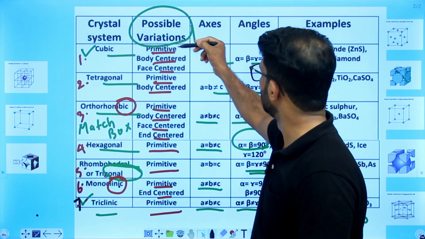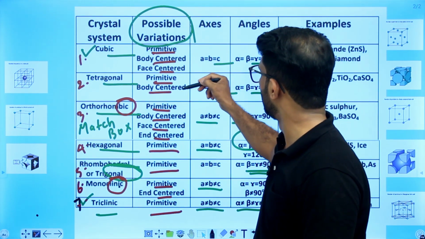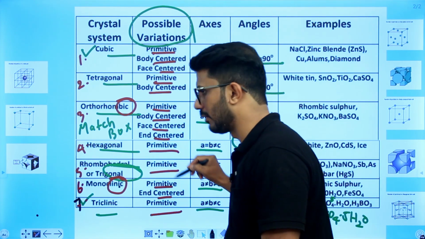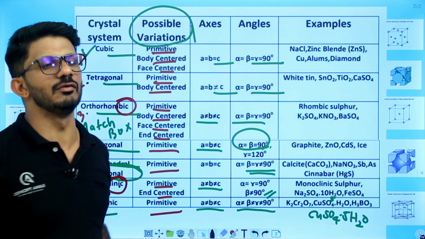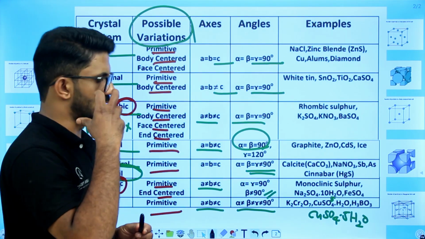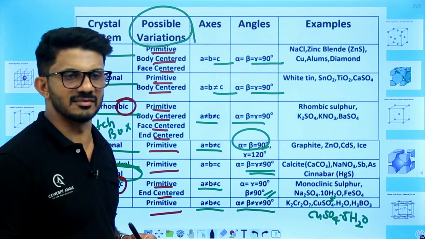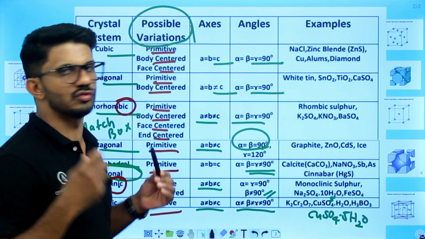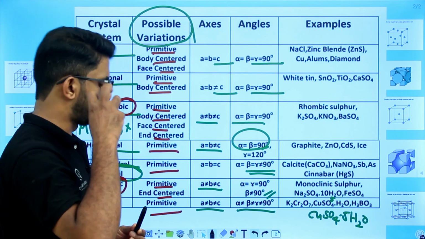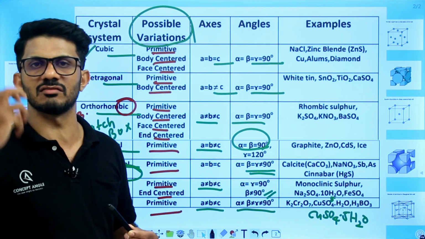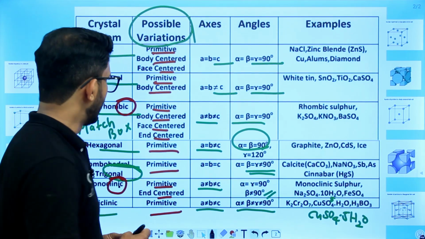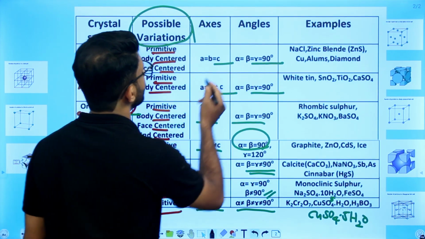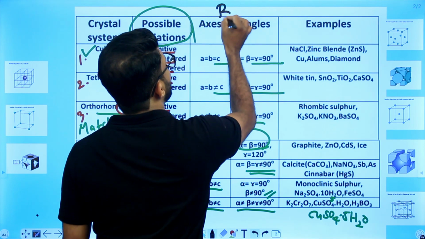But total 1, 2, 3, 4, 5, 6, 7, 8, 9, 10, 11, 12, 13, 14. 14 possible variations ഉണ്ട്. And this, അപ്പോൾ 7 basic crystal system, അതിൽ 14 possible variations. And this 14 possible variations of crystal system is known as, that is called Bravais lattice.